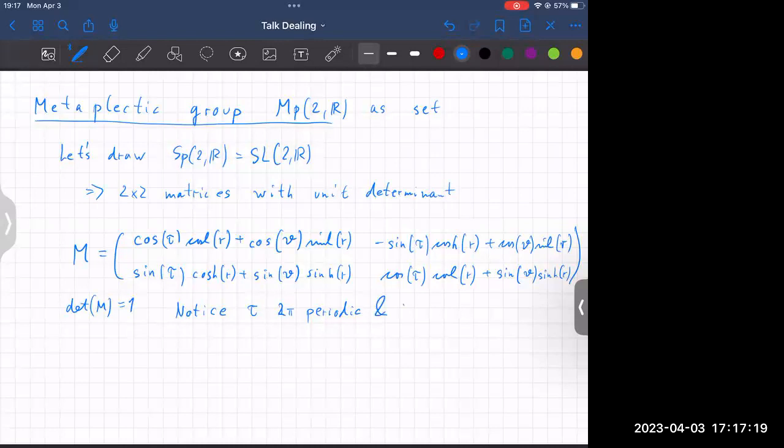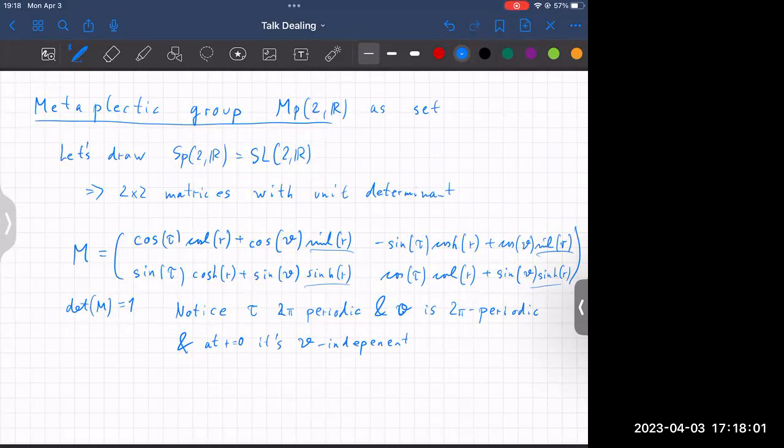And theta is 2 pi periodic. But even more, if r is equal to 0, it actually becomes theta independent, because all of these sines vanish if r is equal to 0. So that means at r equal to 0, it's theta independent.